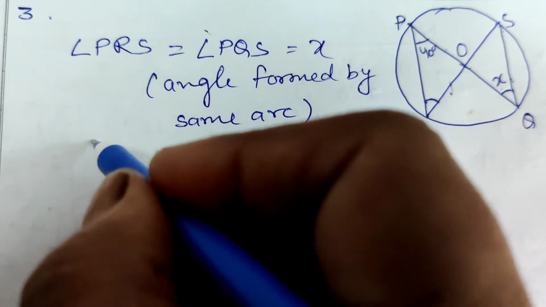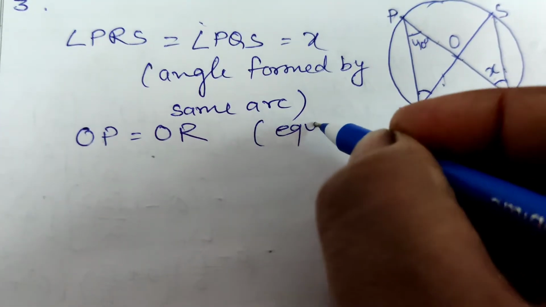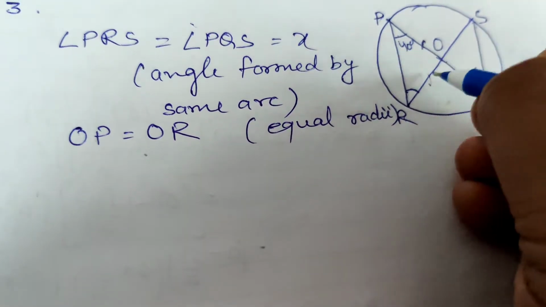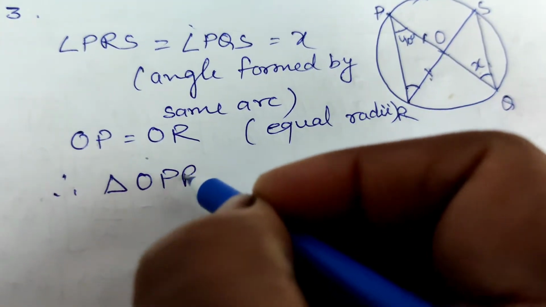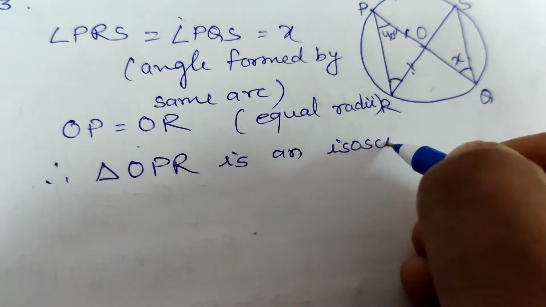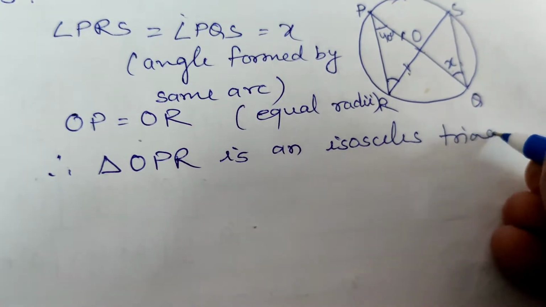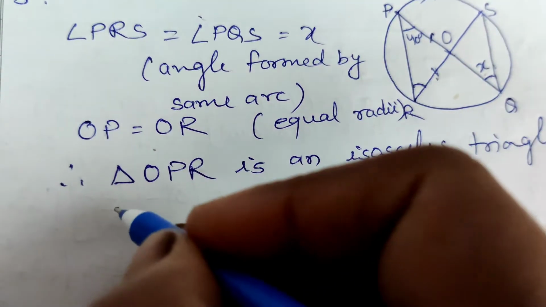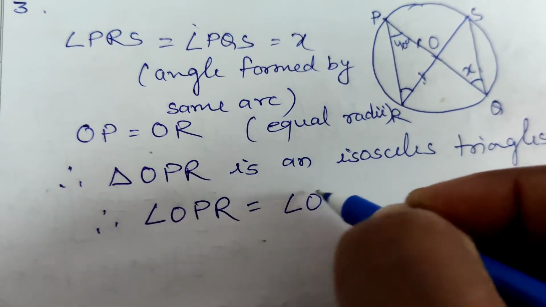Now OP equal to OR. Okay, equal radii. OP equal to OR. Therefore, triangle OPR is an isosceles triangle. If two sides are equal, then the triangle is isosceles. Therefore, angle OPR equal to angle ORP.